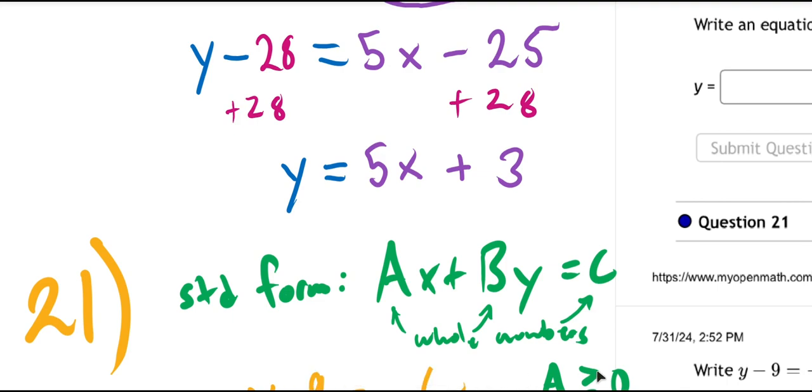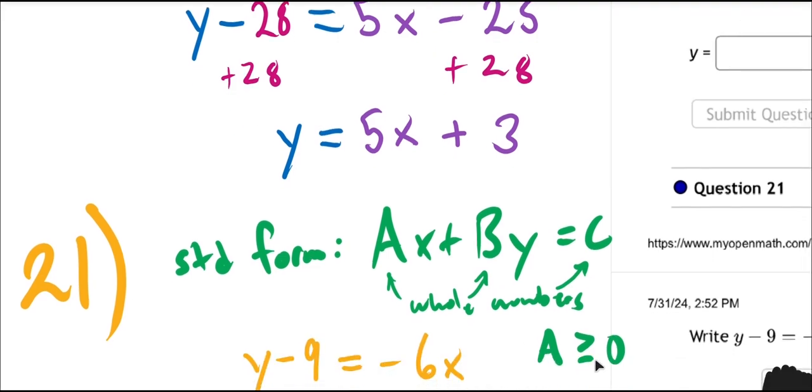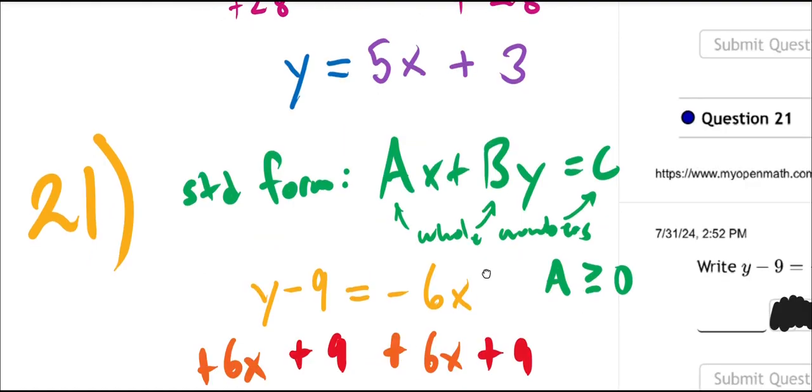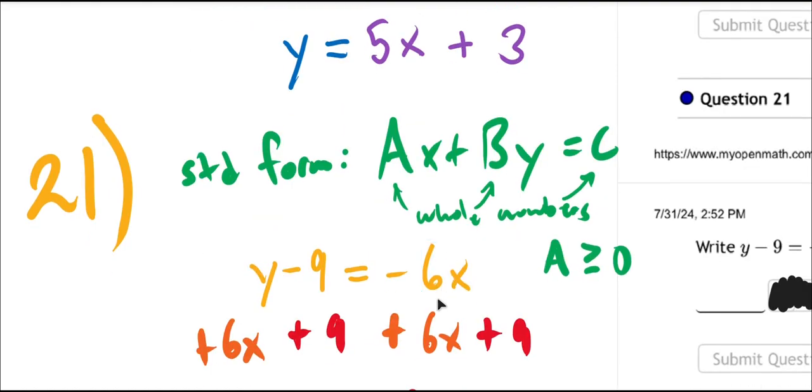and these should be whole numbers if possible, and a should be greater than or equal to 0, right? Maybe it's equal to 0 and you wind up with some kind of horizontal line, but for the most part, this should be a positive number. Now, to begin with, let's bring the x and y together on one side, and the numbers, as you can see, c is just a number here, we want to move those over to the right.